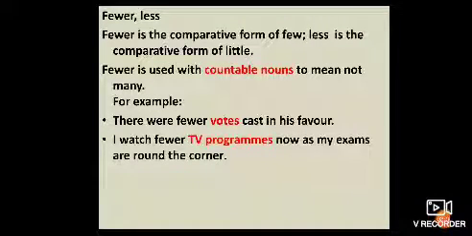Now next is fewer and less. Fewer is the comparative form of few and less is the comparative form of little. I hope you remember the positive, comparative and superlative degrees of adjectives. You have to remember that fewer is used with countable nouns to mean not many. For example, there were fewer votes cast in his favor. Now votes can be counted, it is a countable noun. So fewer is used with countable nouns.